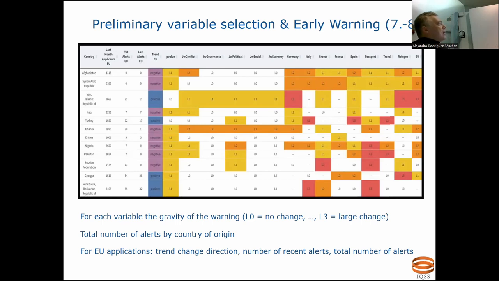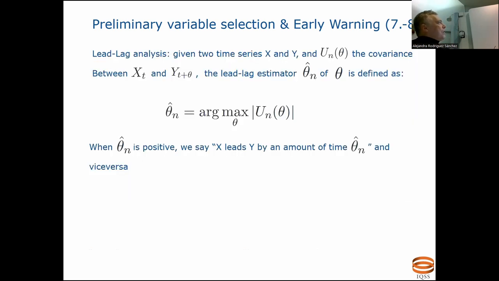So after this, we went to the next step, which is about identifying correlation between variables of interest, like the number of applicants in a given country from a given country of origin, with respect to other variables. So there might be asynchronous correlation going on, just because the processes are not going at the same time.